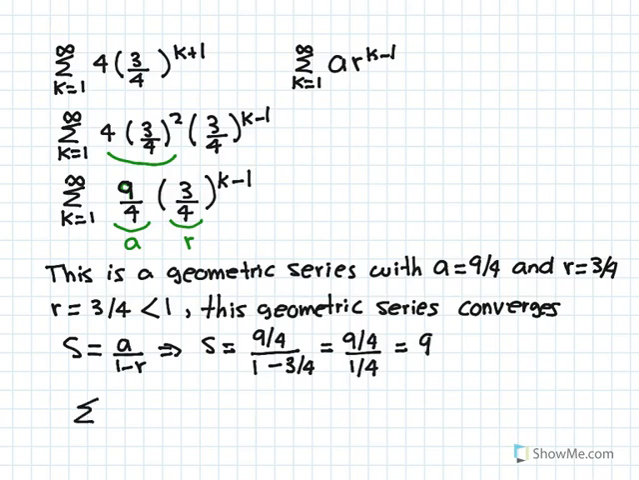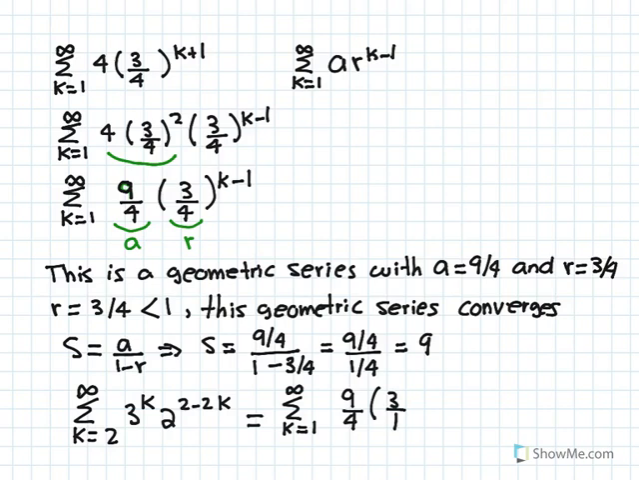So we say the summation, k goes from 2 to infinity, of this infinite geometric series, 3 to the k, times 2 to the 2 minus 2k. We did some algebra, and we changed the pattern to the summation k goes from 1 to infinity, 9 over 4, times 3 over 4, to the power of k minus 1. This infinite geometric series converges to a sum of 9.